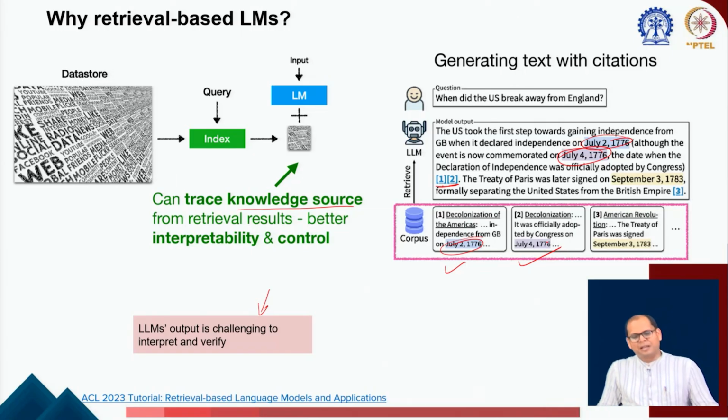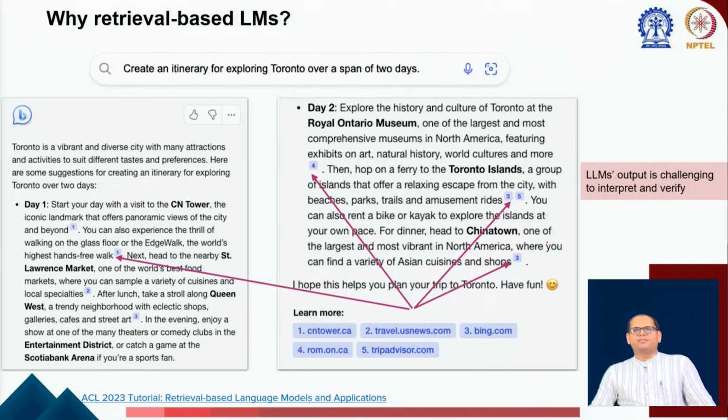So this has been one of the main interesting use cases of RAG models, that you can give citations. Like here, you want to create an itinerary for exploring Toronto over a span of 2 days. You get an answer from Bing, but what actually helps here is that you have various footnotes. So you are linking to various websites from which you are collecting information and providing it to the user.